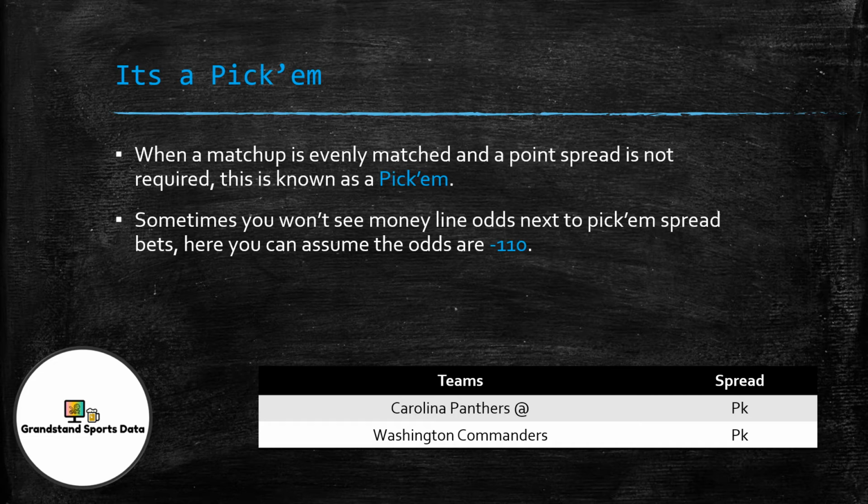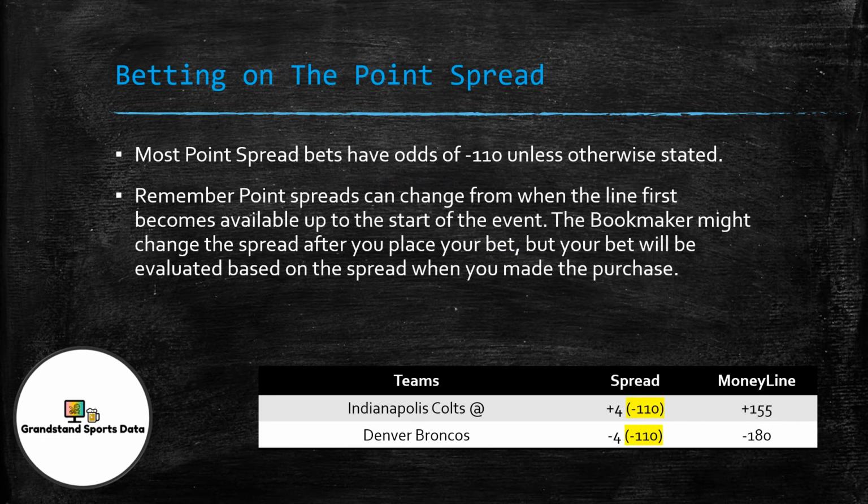Below in that graph is something similar to what you would see at a bookmaker. Betting on the point spread. Most point spread bets have odds of minus 110, unless otherwise stated. Remember, point spreads can change from when the line first becomes available up to the start of the event. The bookmaker might change the spread after you place your bet, but your bet will be evaluated based on the spread when you made that purchase.